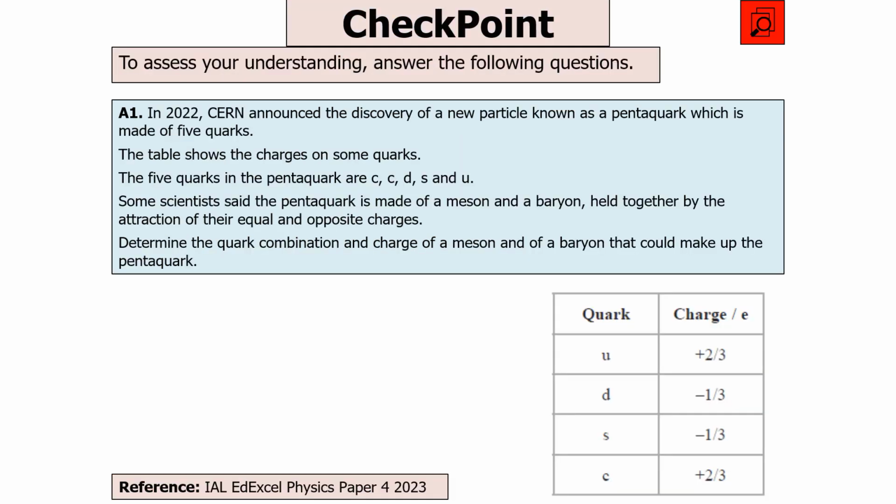Right, the next question says, in 2022, CERN announced the discovery of a new particle known as a pentaquark, which is made of 5 quarks. The table shows the charges on some quarks. The 5 quarks in the pentaquark are C, C, D, S and U.